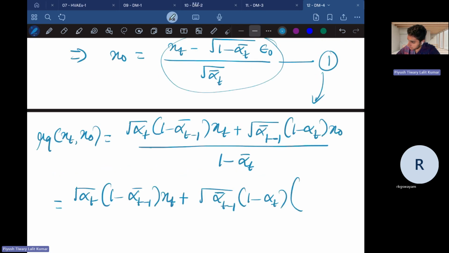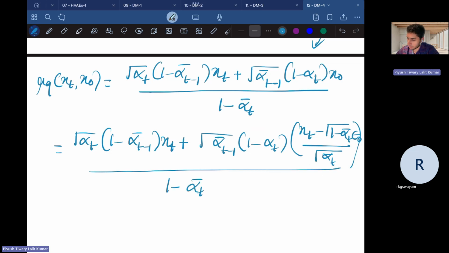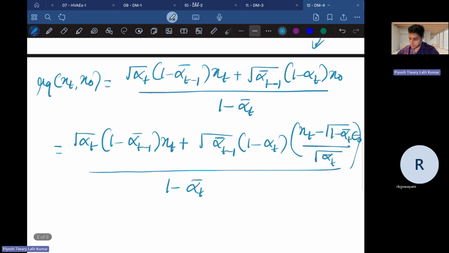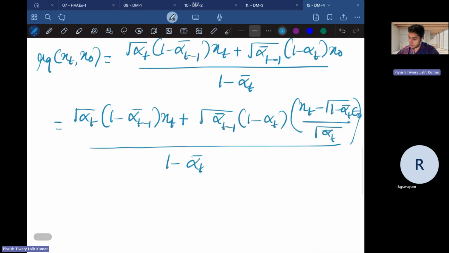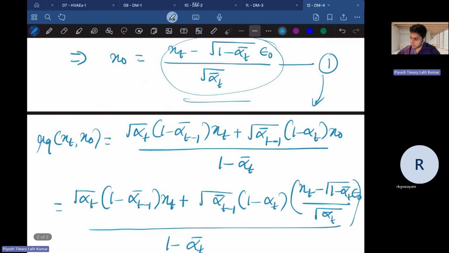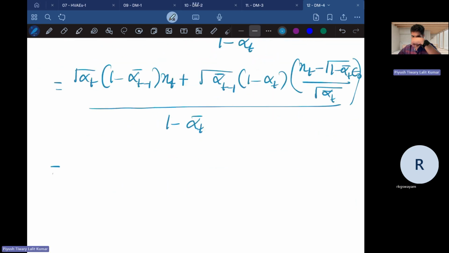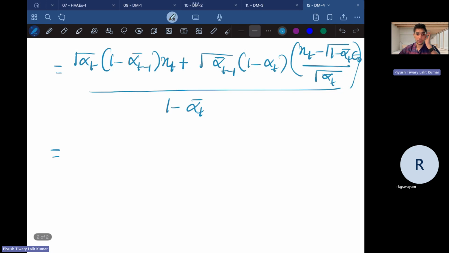X naught is xt minus square root of 1 minus alpha t bar epsilon naught divided by square root of alpha t bar. This is what it is. This whole thing divided by 1 minus alpha t bar. Right? I have just substituted x naught here from this equation. That's all. Is this fine? Nothing fancy, just substituted x naught directly here. Okay. So from here now, let's simplify this.